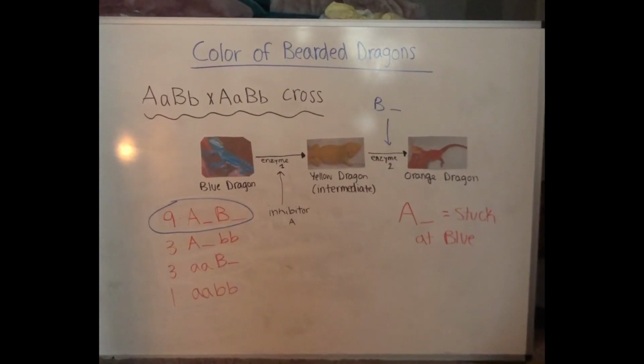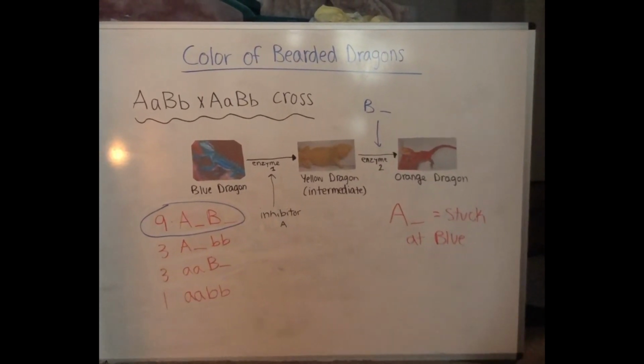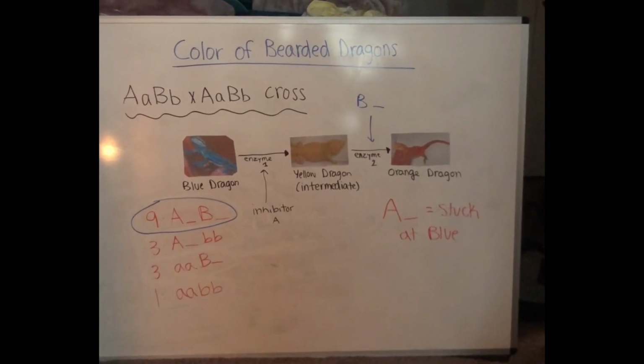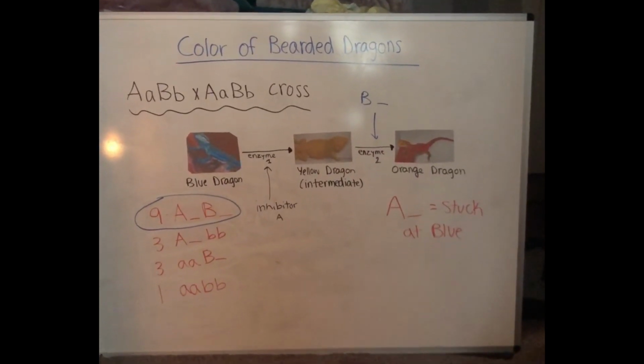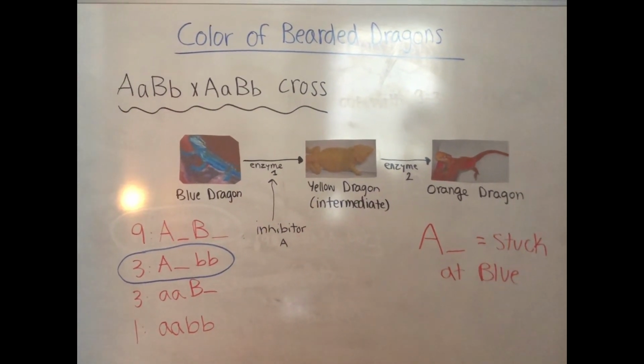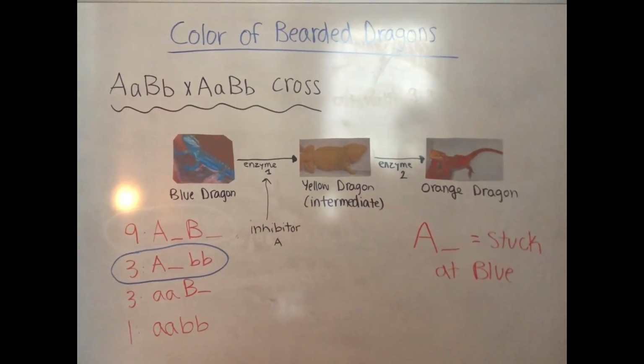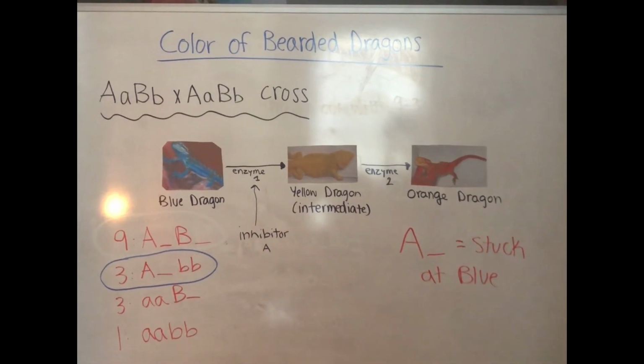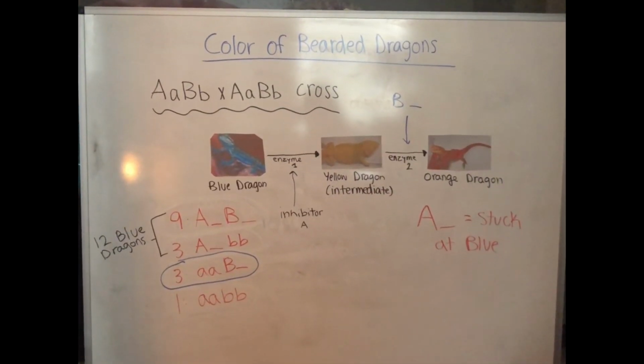For the first one I have circled in blue, we have big A something, so inhibitor A blocks enzyme 1, and we are going to be stuck at the blue dragon. The same thing goes for the next one I have circled in blue because it is big A something, so it will also be stuck at the blue dragon.